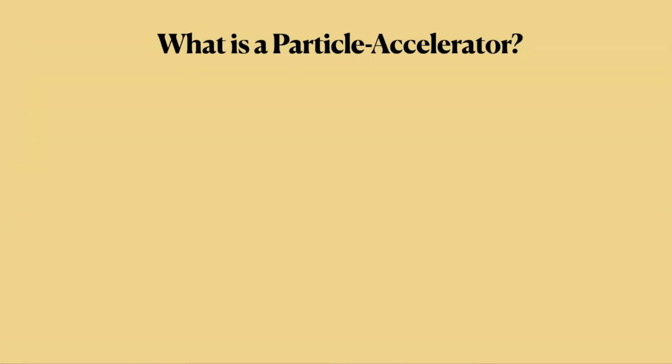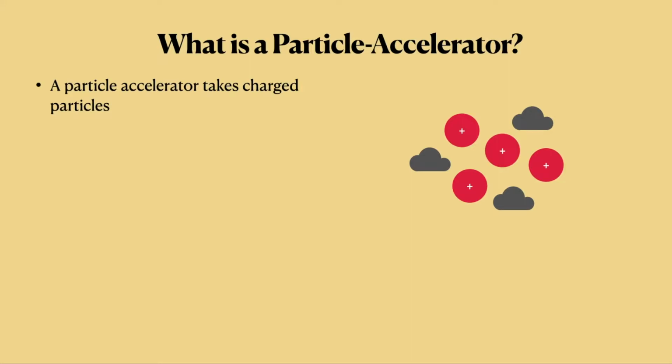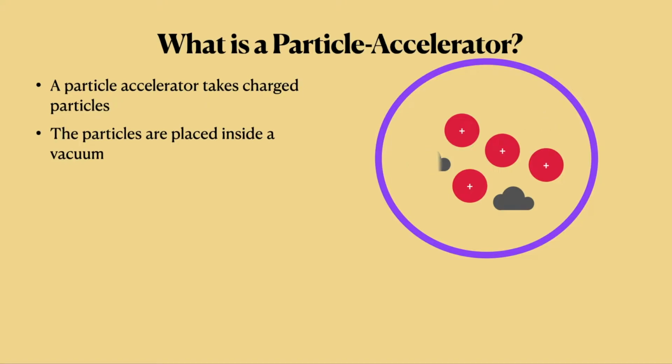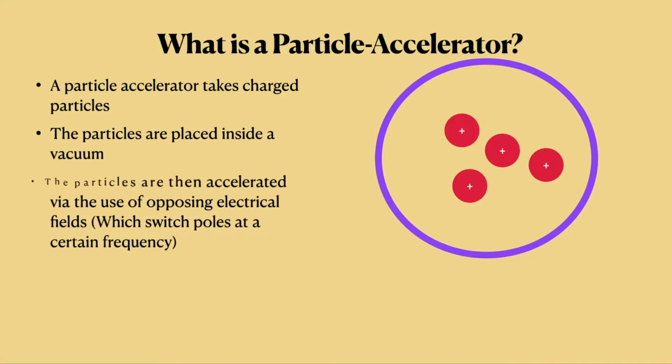So before you start to understand how they work, let's look at what really is a particle accelerator. Well, a particle accelerator, like it sounds, takes a lot of charged particles. In this case, we model them using protons. It then places them inside a vacuum where they remove all the air because, as you can guess from the name, particle accelerators accelerate particles, and because these particles are subatomic like protons, electrons, the existence of air is a large hindrance to them. And then the particles are accelerated by the use of opposing electrical fields.